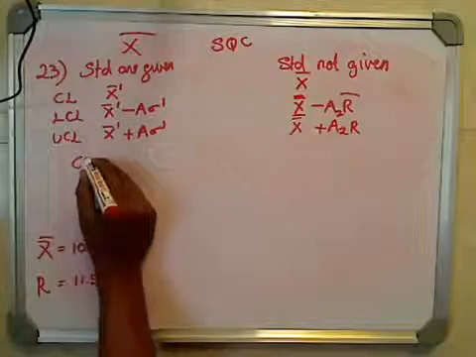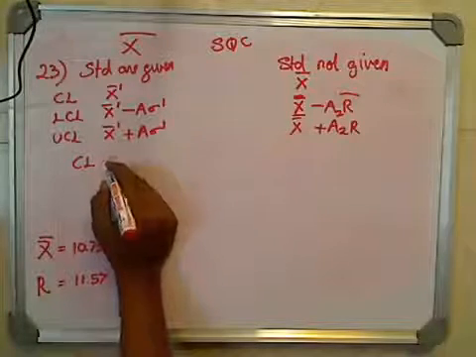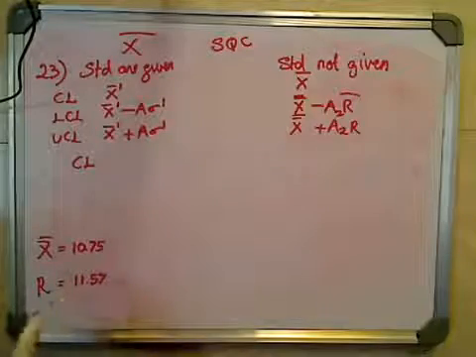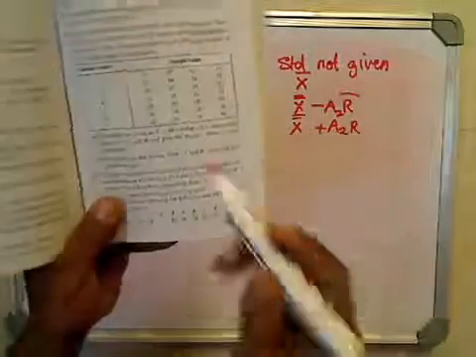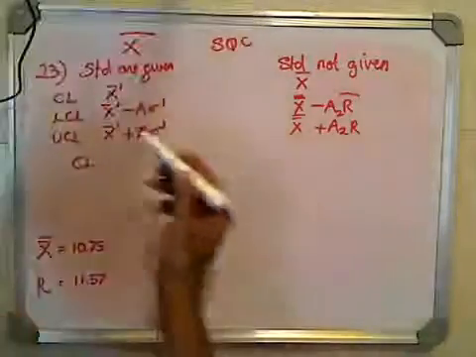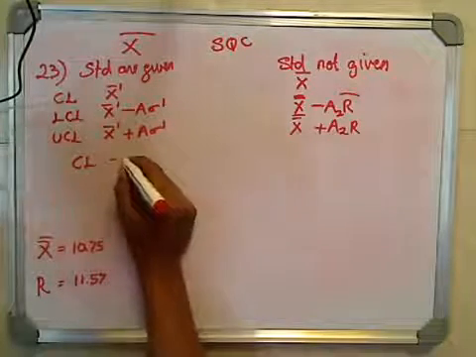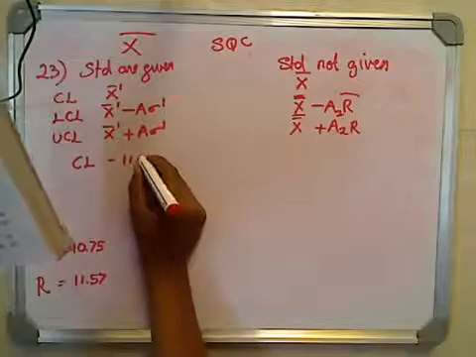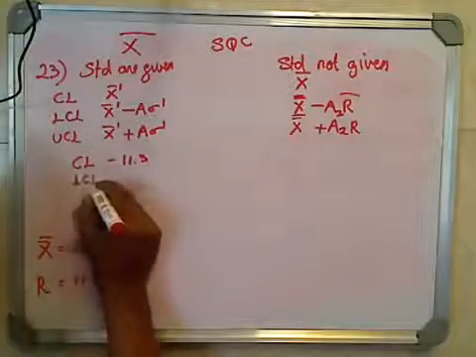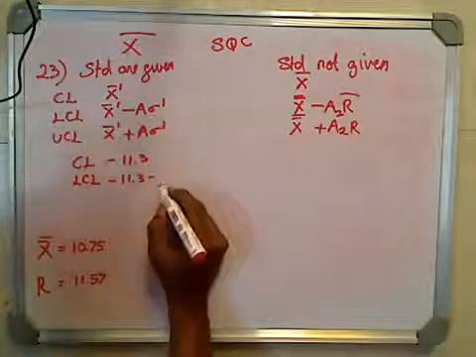Firstly, the control limit, CL, is a very easy value to find. In fact, CL is already given in the problem. If you remember, you have 11.3, which is mentioned in the problem itself, and that matches this. So CL happens to be 11.3. And then the lower control limit, LCL, is 11.3 minus A.